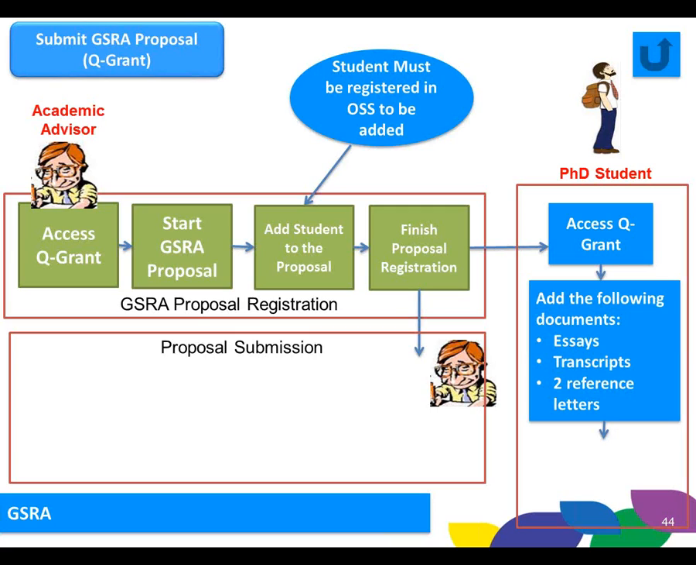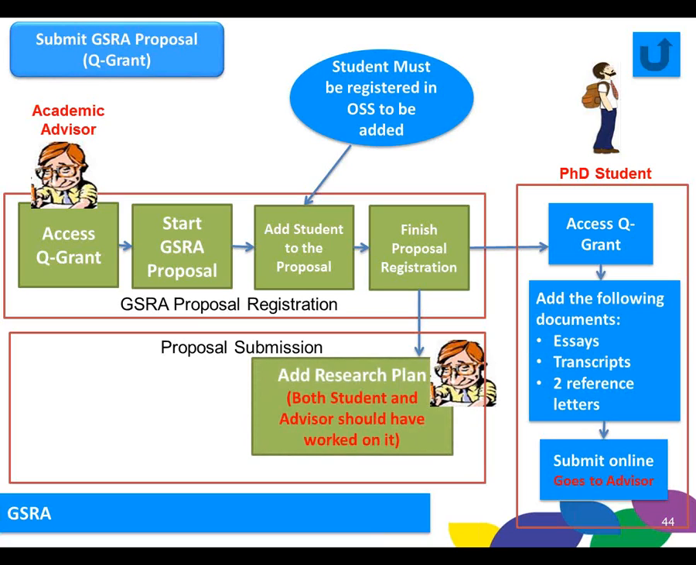Now, the graduate student will actually have 2 essays to upload. There will be transcripts that can be uploaded, and also 2 mandatory reference letters that need to be uploaded. Once all of these steps are completed, then the student will submit the proposal online. At this stage, the proposal is still not submitted to QNRF. It is not a complete submission. This is only the student section being completed. Now this proposal at this point goes to the advisor.